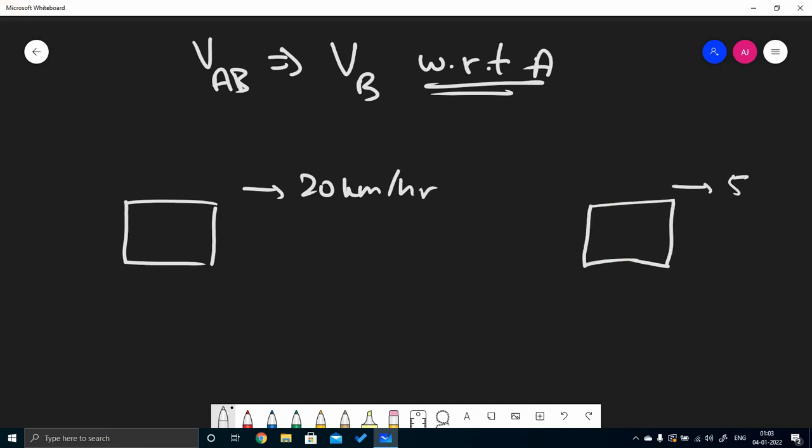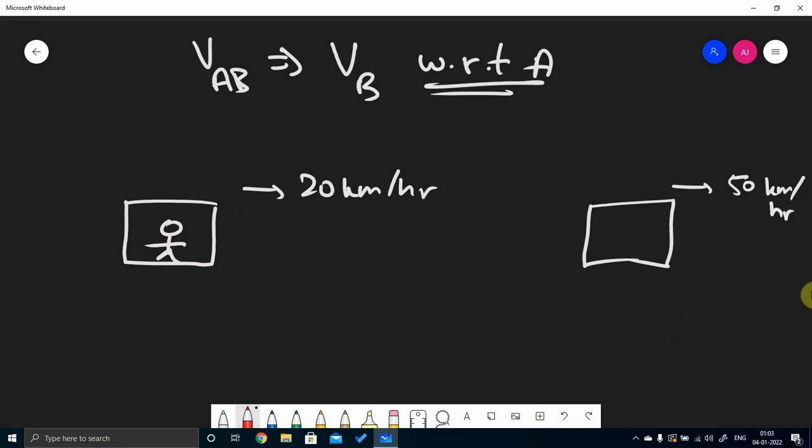This is at 50 kilometers an hour, right? This is 20, this is 50 kilometers an hour. Now we need to make A at rest. So basically we sit in over here, and now we want A to be at rest. You know what we can do?